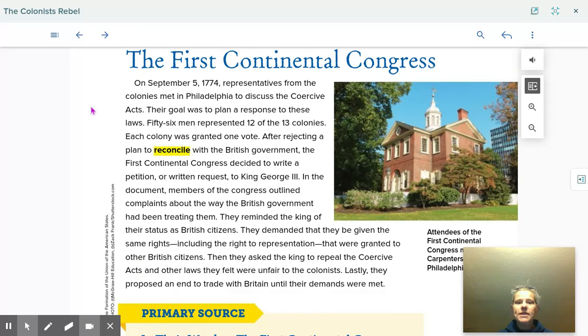In the document, members of the Congress outlined complaints about the way the British government had been treating them. They reminded the king of their status as British citizens. They demanded that they be given the same rights, including the right to representation, that were granted to other British citizens. Then they asked the king to repeal the Coercive Acts and other laws they felt were unfair to the colonists. Lastly, they proposed an end to trade with Britain until their demands were met.